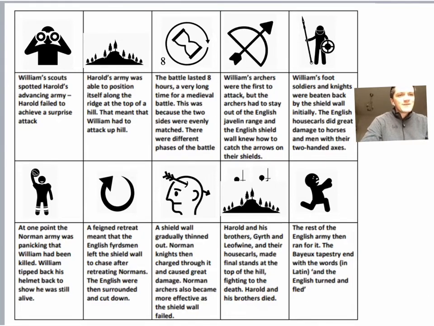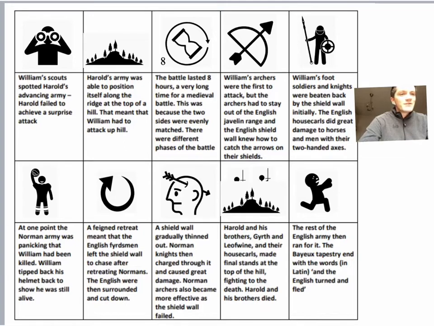William's archers were the first to attack, so William's men at the bottom of the hill. But the archers had to stay out of the English javelin range, and the English shield wall knew how to catch the arrows in their shields. So William's archers are shooting uphill, and Harold's shield wall is using their shields wisely and taking the arrows out of the game.